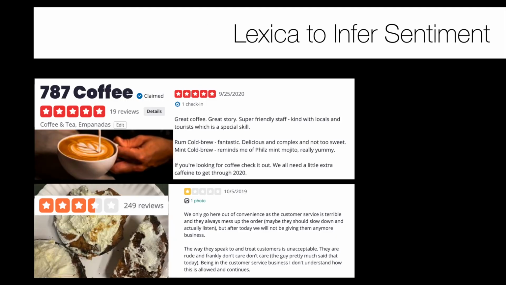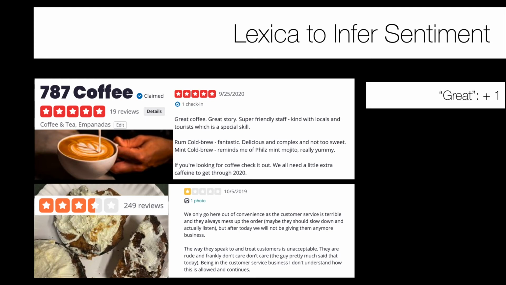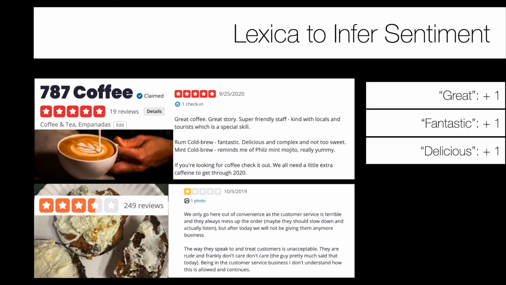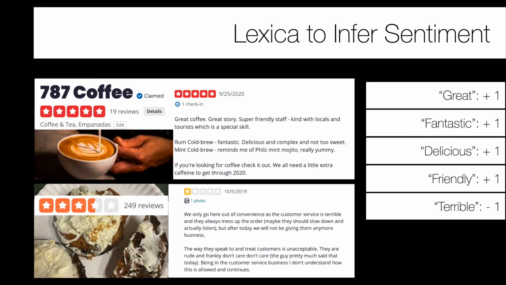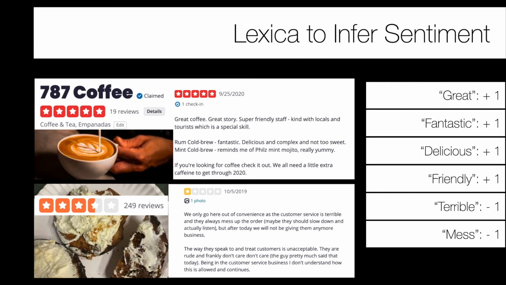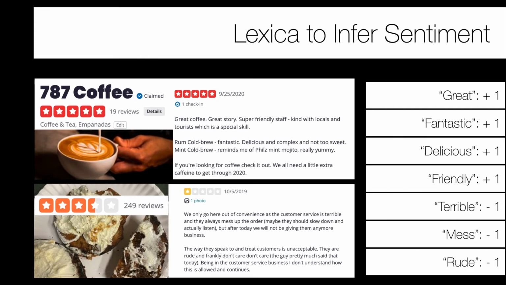So here we have two different Yelp reviews talking about two different coffee shops or restaurants near my apartment. You can see that the top one, 787 Coffee, has words like great, fantastic, delicious, or friendly. All of these things tell us something positive about the reviewer's stance or attitude towards this establishment. Whereas in this other bagel shop, we see terrible, mess, or rude, which all tell us that this reviewer's attitude is negative towards this establishment.